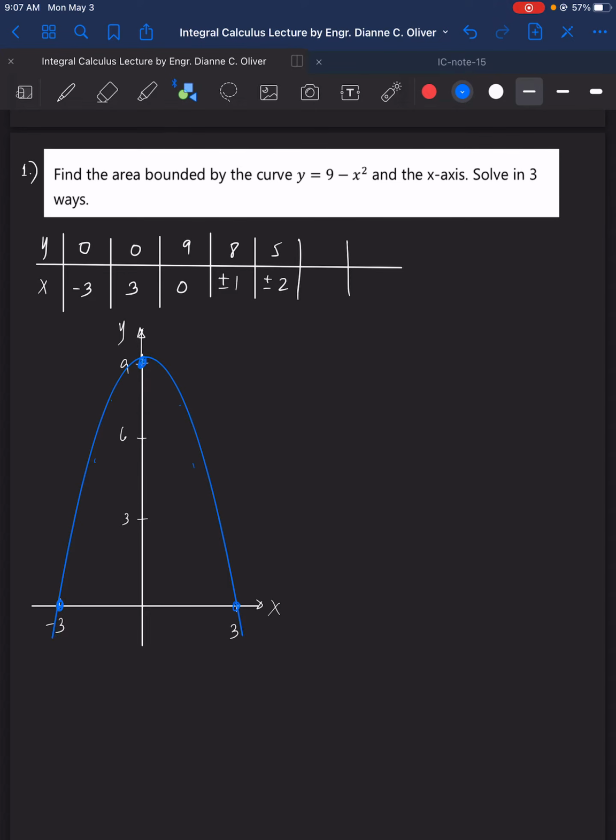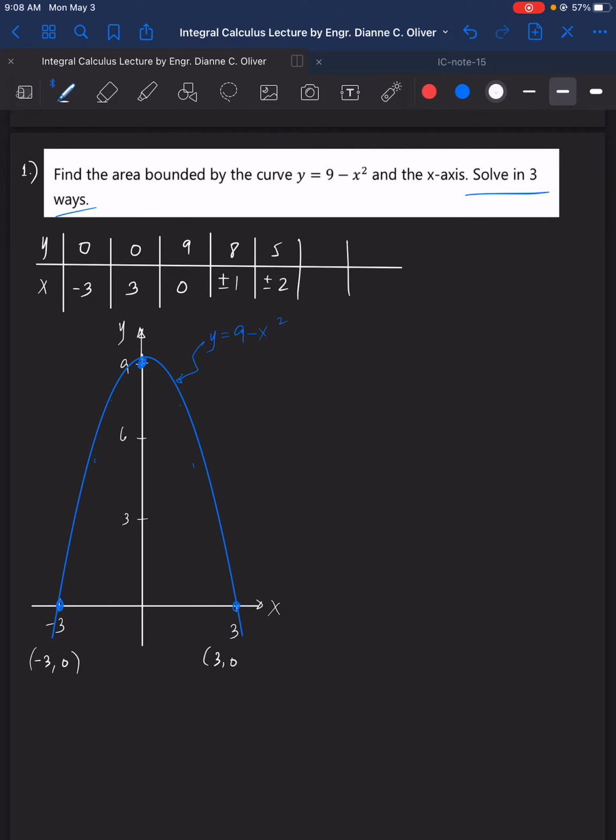So we have here a parabola wherein it has the equation y is equal to 9 minus x squared. Right? And then the limits are negative 3, 0, and then 3, 0. We can solve this in 3 ways. Sixteen problem solved in 3 ways.